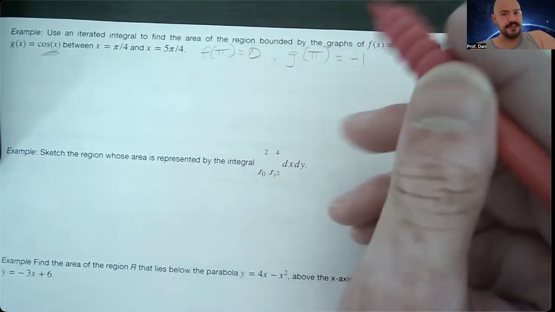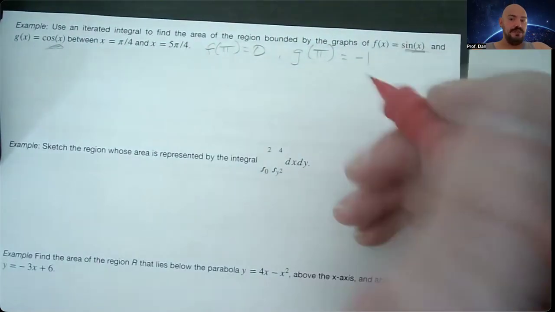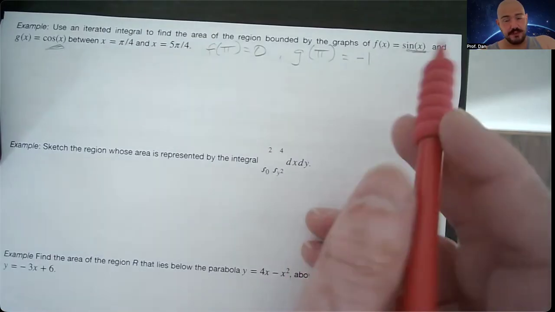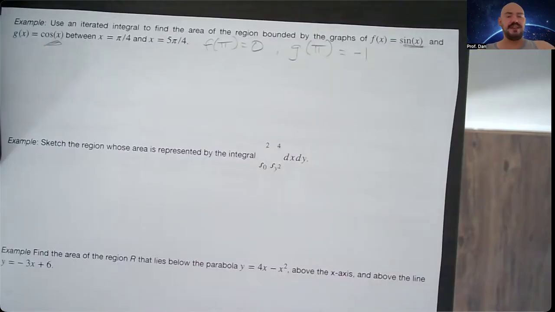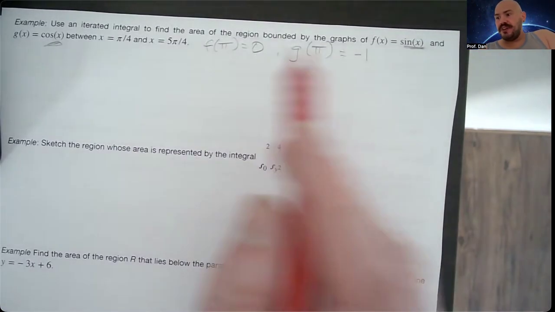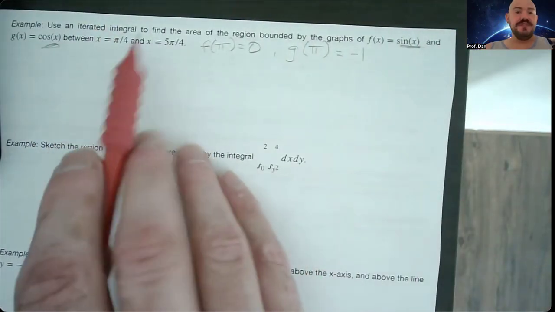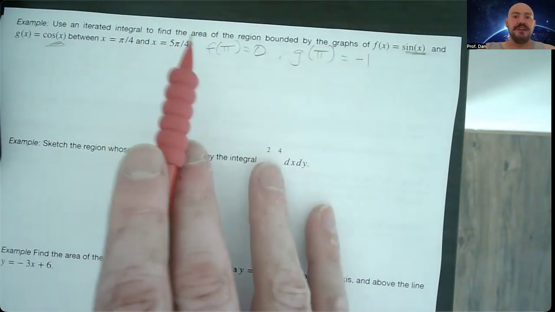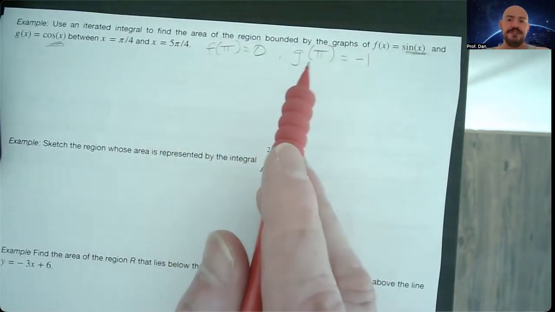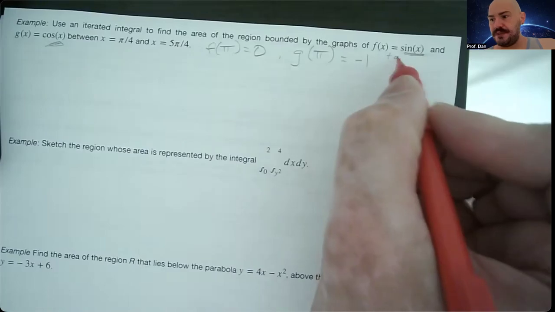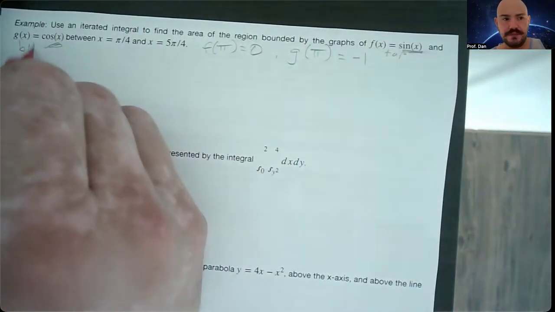And because there are no other intersections between these two, which you could figure out by setting them equal and solving, you would find that they only intersect at pi over 4 and 5 pi over 4, because remember, at 3 pi over 4, they'll be opposite signs. So since there are no other intersections between these values, we know that for this entire region, f is on top and g is on the bottom. So we can make a note: top, bottom.